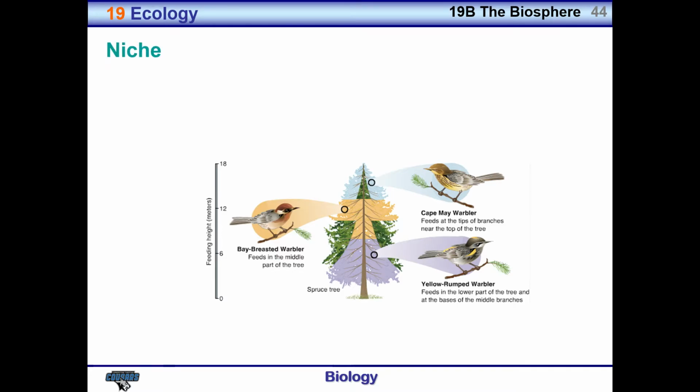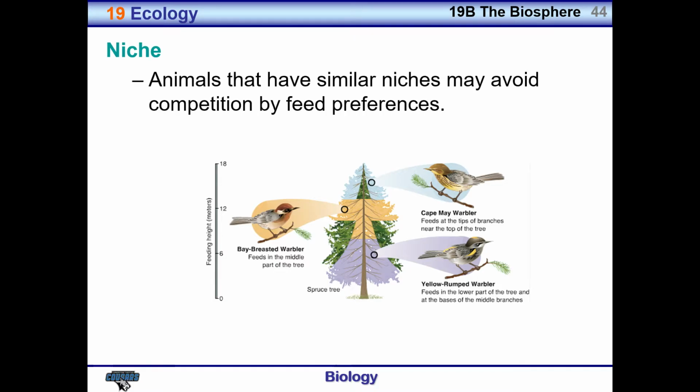As an example of this niche, where you can have different organisms living in the same area, animals that have similar niches may avoid competition by feeding preference. For instance, here are three different warblers that are found living in the same tree, a spruce tree. At the very top, you have the Cape May warbler that feeds on the tips of branches near the top of the tree, and it doesn't feed down lower. The bay-breasted warbler feeds in the middle part of the tree. And then the yellow-rumped warbler feeds on the lower parts of the tree and at the base of the middle branches. So you can see that their range of feeding does not overlap each other.